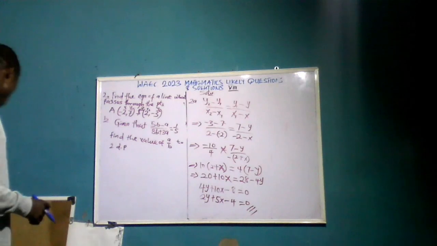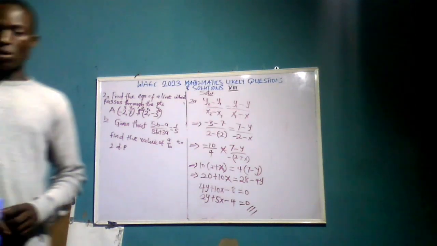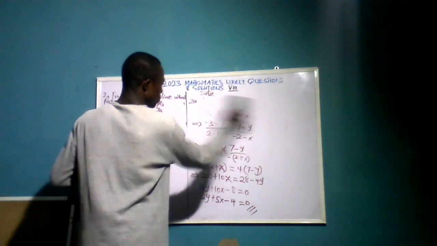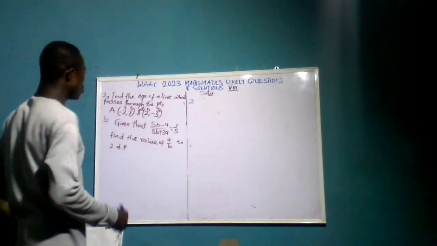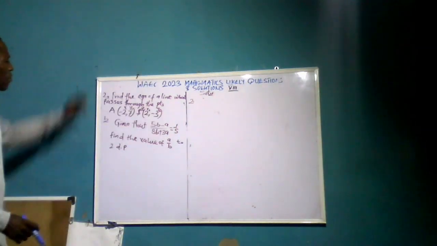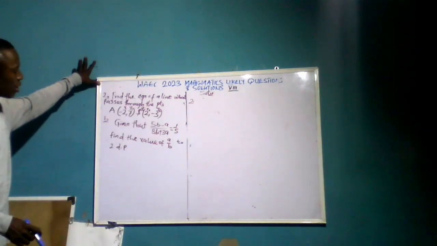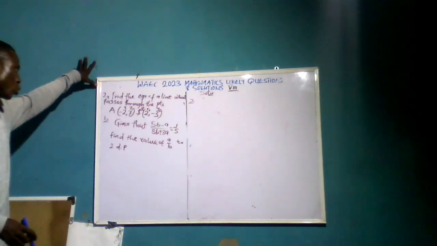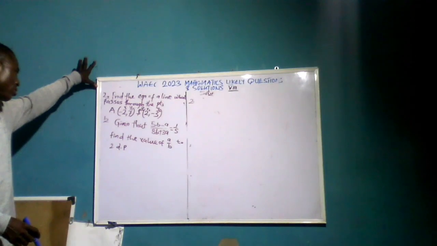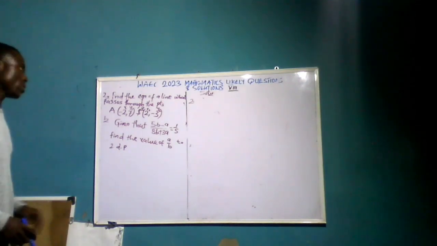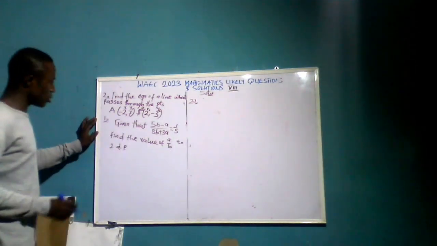Now let's go to question number 2b. Let's take question number 2b. Question number 2b, we are given that 5b minus a all over 8b plus 3a is equal to 1 over 5. And we have to find the value of a all over b, converting our answer to 2 decimal places. Okay, how do we go about this?